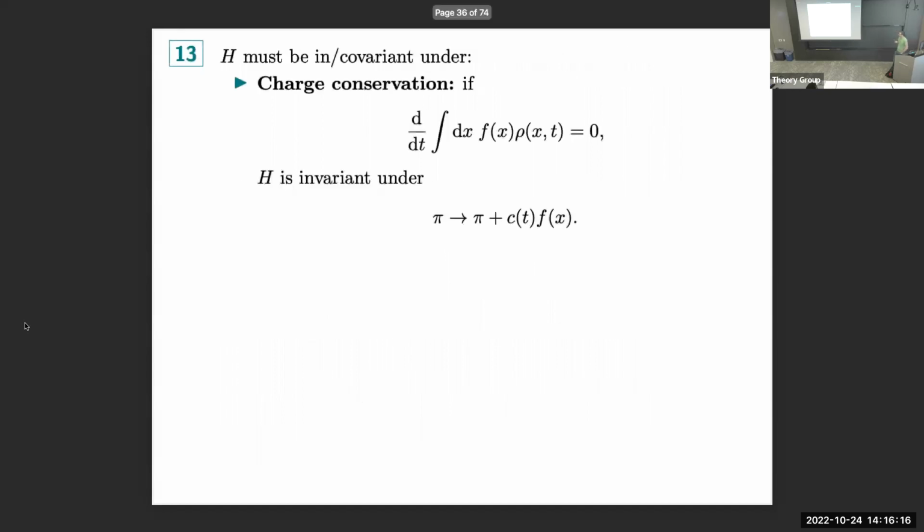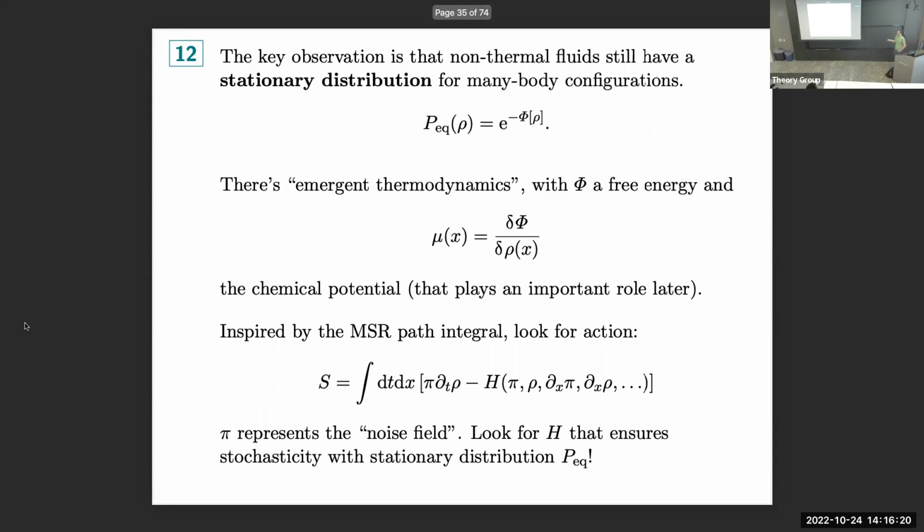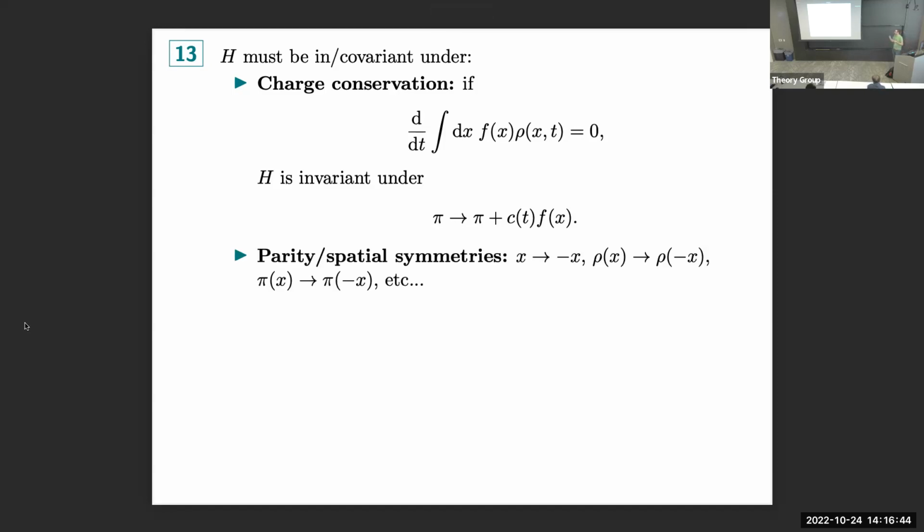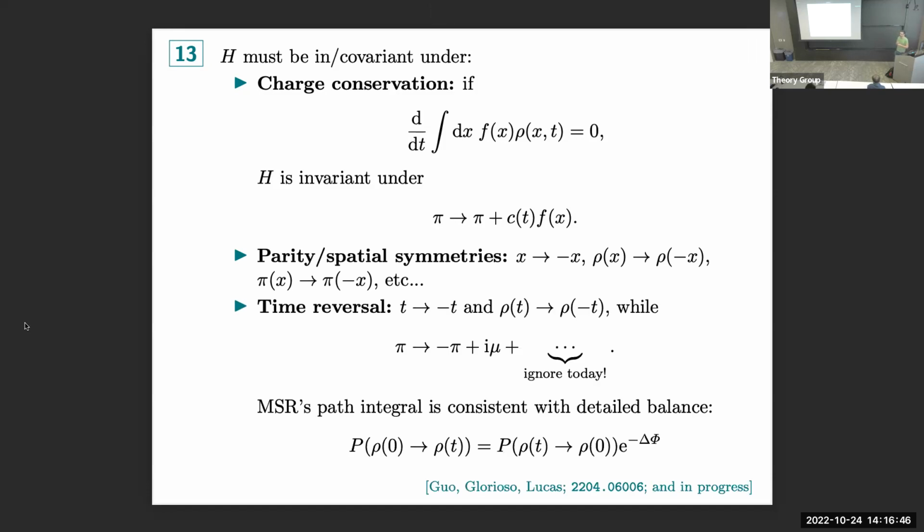All right, so the H that shows up here, you can show that if you want to encode, for example, a hydrodynamic theory with charge conservation, you need to impose certain shift symmetries on pi. If, for example, you want dipole to be conserved, then pi needs to be invariant under constant and linear shifts in x. And spatial symmetries are straightforward.